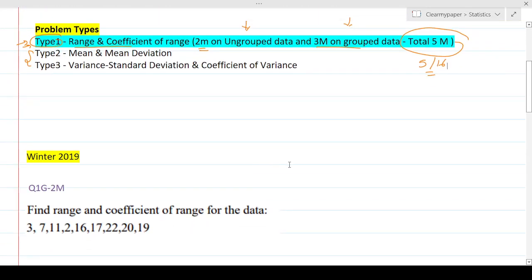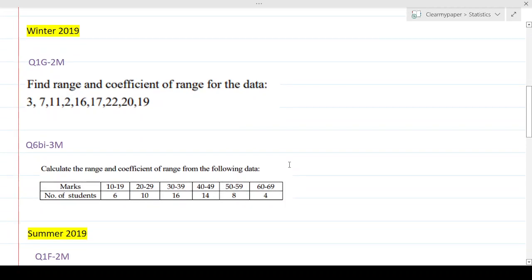Some of the interesting things: this is your 2-mark question. For ungrouped data, you will just get a series of numbers, no grouping, and you will have to find the range and coefficient of range. That's for 2 marks, and over here you'll get 3 marks in question 6.